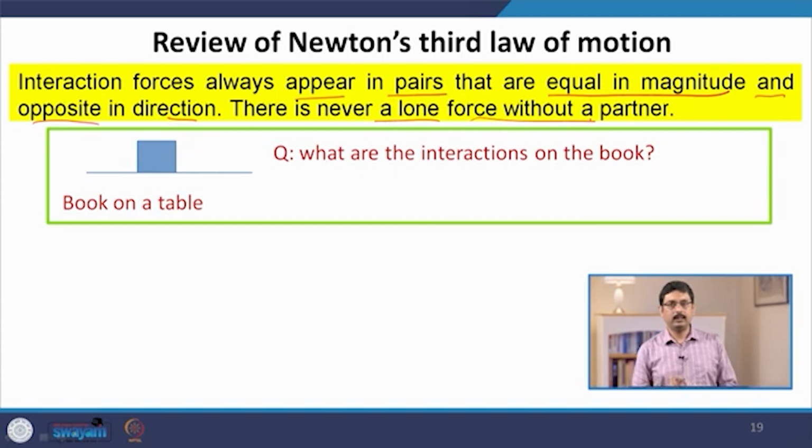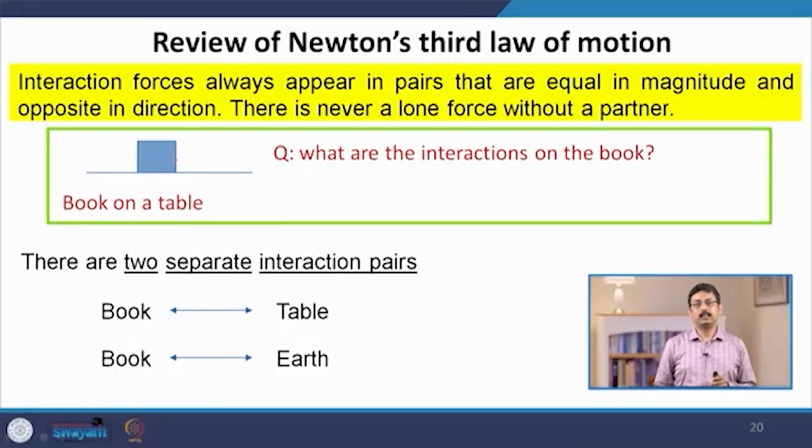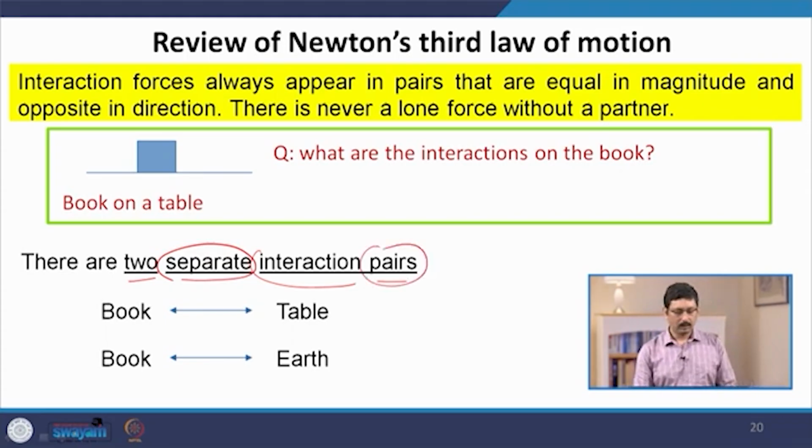So, let us understand this statement using this simple example of the book on a table problem. I have kept a book on this table. Imagine this is a table and I have kept a book on the table. The question is, what are the interactions on the book? Now, this simple problem is again somewhat difficult for many students, which is very surprising. The point is that there are two separate interaction pairs. We should think in terms of pairs. So, what are these pairs?